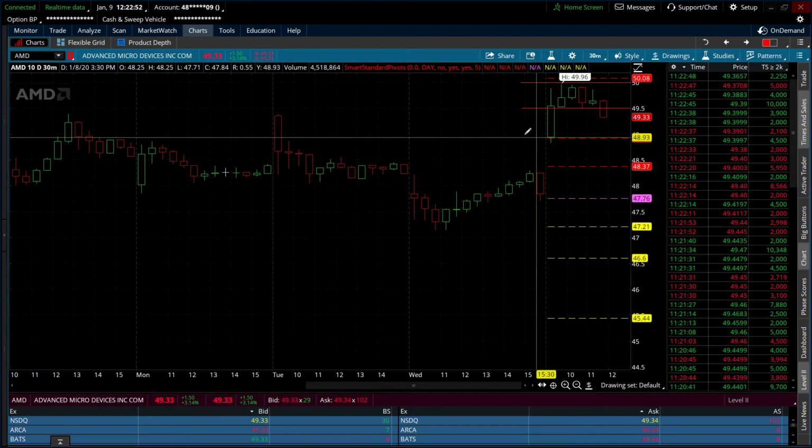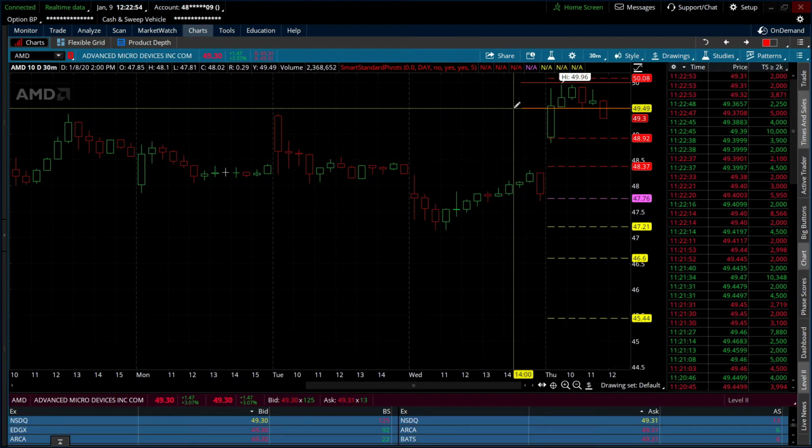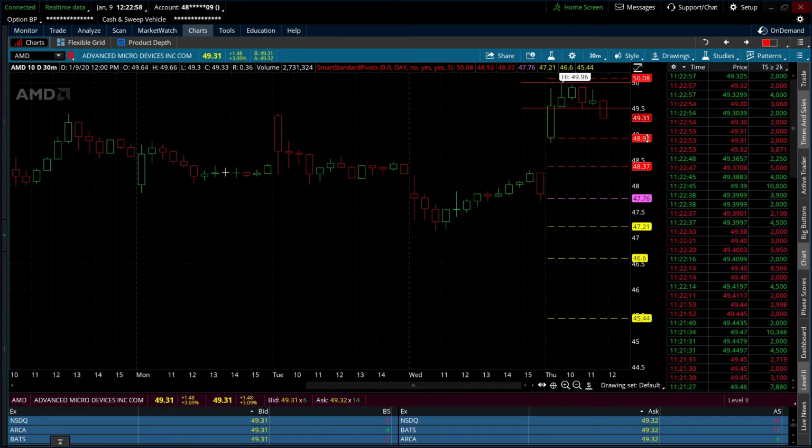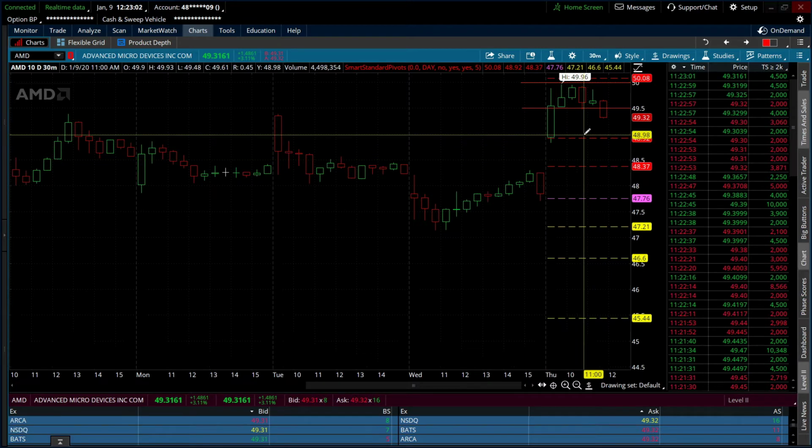So there you go, guys. You broke support, which is what you want to see. Now it's just coming even lower. Now you got 20 cents on the trade. For me, my target would be around that $48 mark, which is down here at this area.